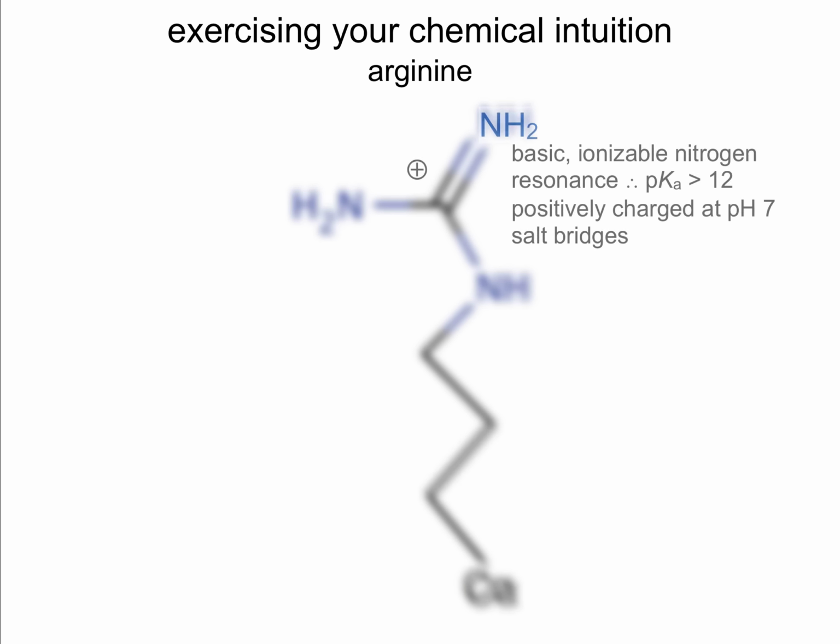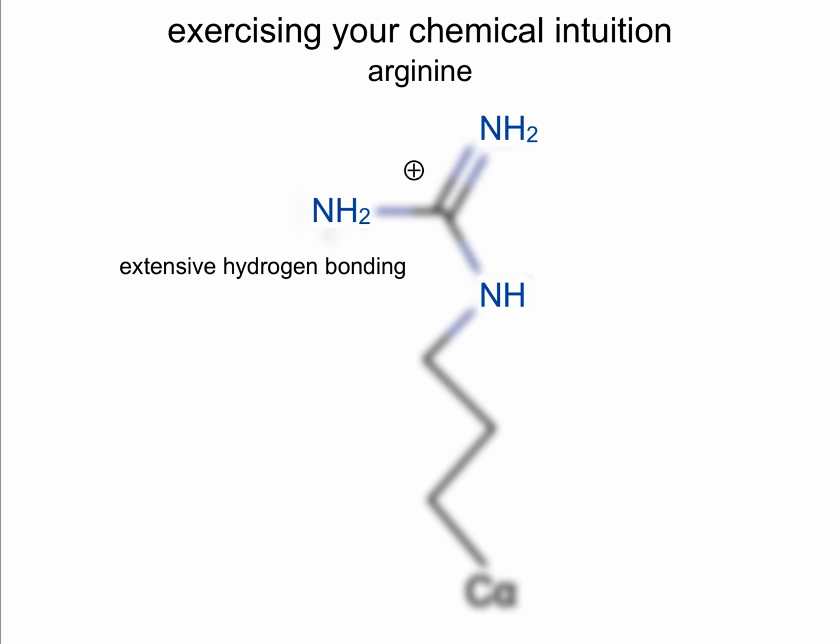First of all, arginine is a basic side chain. It's ionizable. It's positively charged at physiological pH. And resonance among the 3 nitrogens in the side chain results in a relatively high pKa of above 12. Arginine is frequently involved in salt bridges that stabilize tertiary and quaternary structures of proteins. As well, those 3 nitrogens are engaged in extensive hydrogen bonding interactions in proteins.